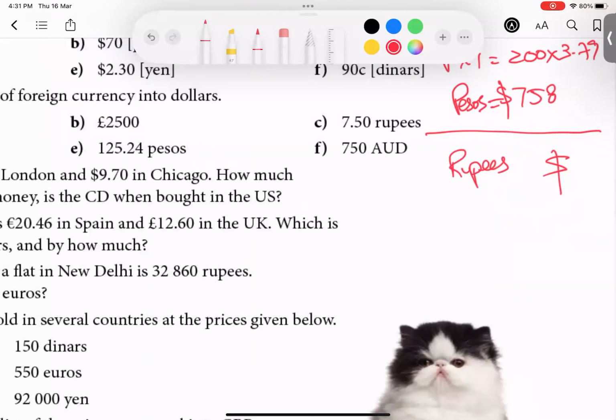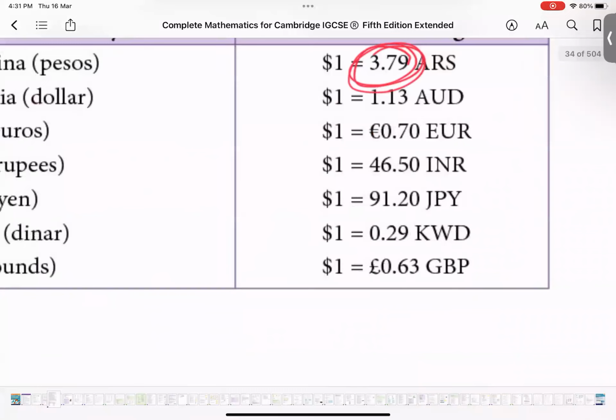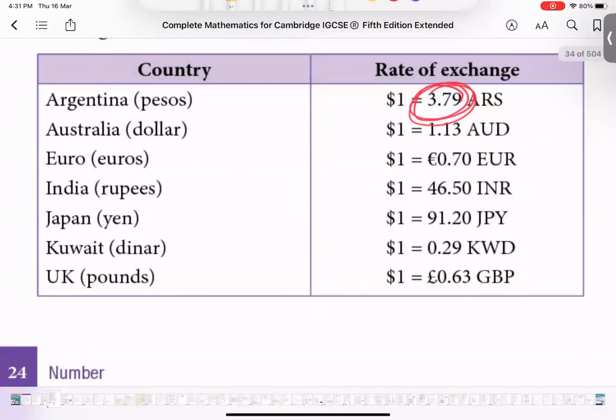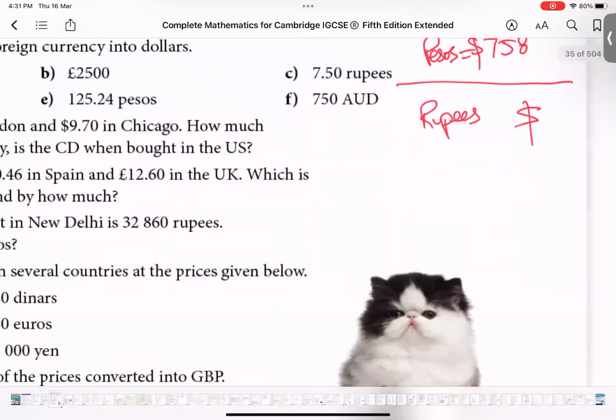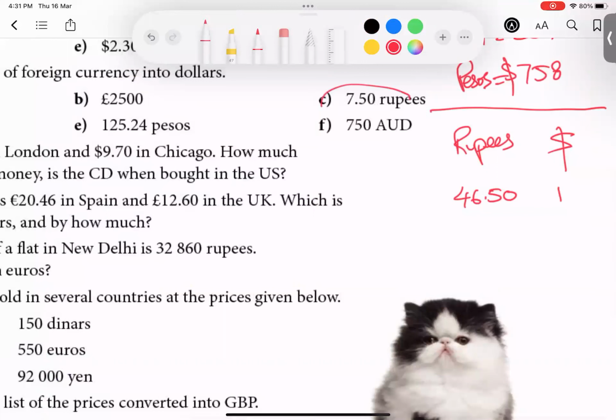First of all, I need an exchange rate. The exchange rate is very clear. I will show once again, because after one or two times I will not show you. You can see here the Indian rupee, 46.50. So $1 is 46.50 rupees. Now I want 7.50 rupees. 7.50 is equal to how many dollars, D?